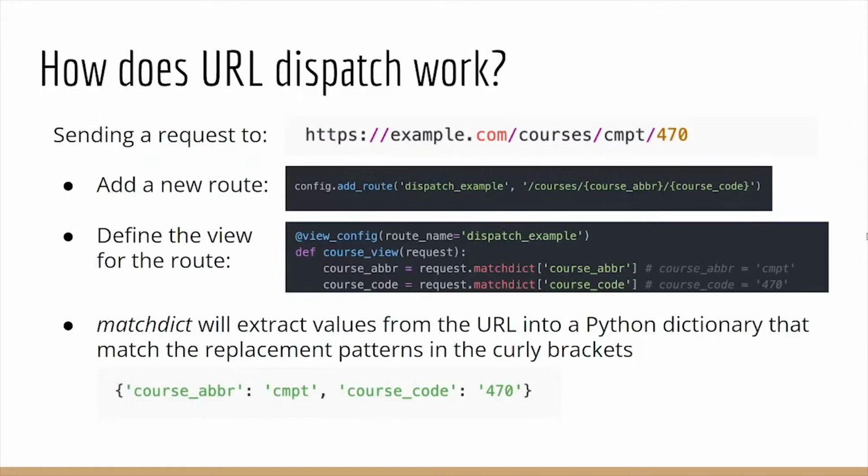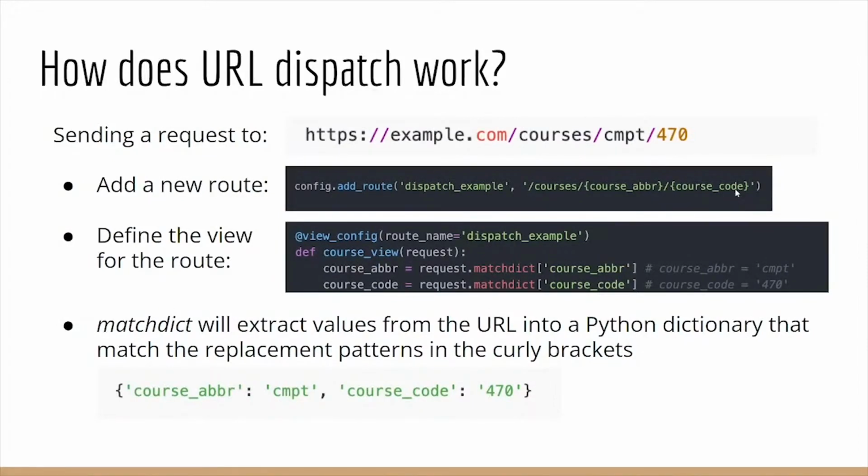Here's how URL dispatch works in Pyramid. Let's say we want to send a request to this link here. And what we want is to extract the values CMPT and 470 in order to display the corresponding correct information on the page about this course. We first need to add a new route to tell the application that this URL with the pattern /courses/course abbreviation/course code matches to a view in the application.